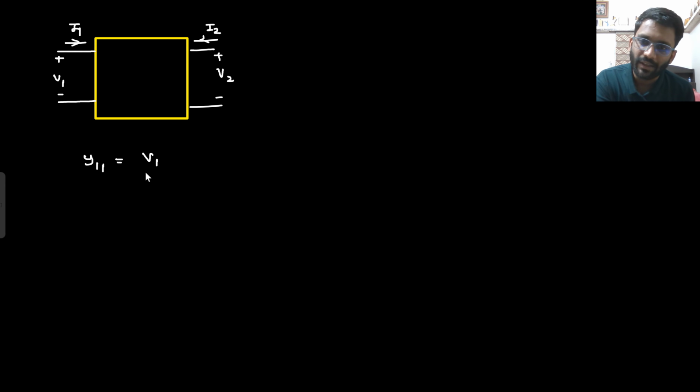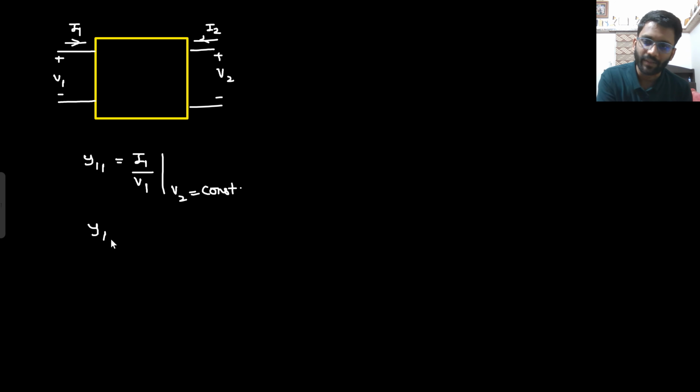So I will make a small two-port network here. This is our V1. This is our I1. This is our V2. This is our I2. So what is our Y11? Y11 is delta I1 by delta V1 with V2 being constant.